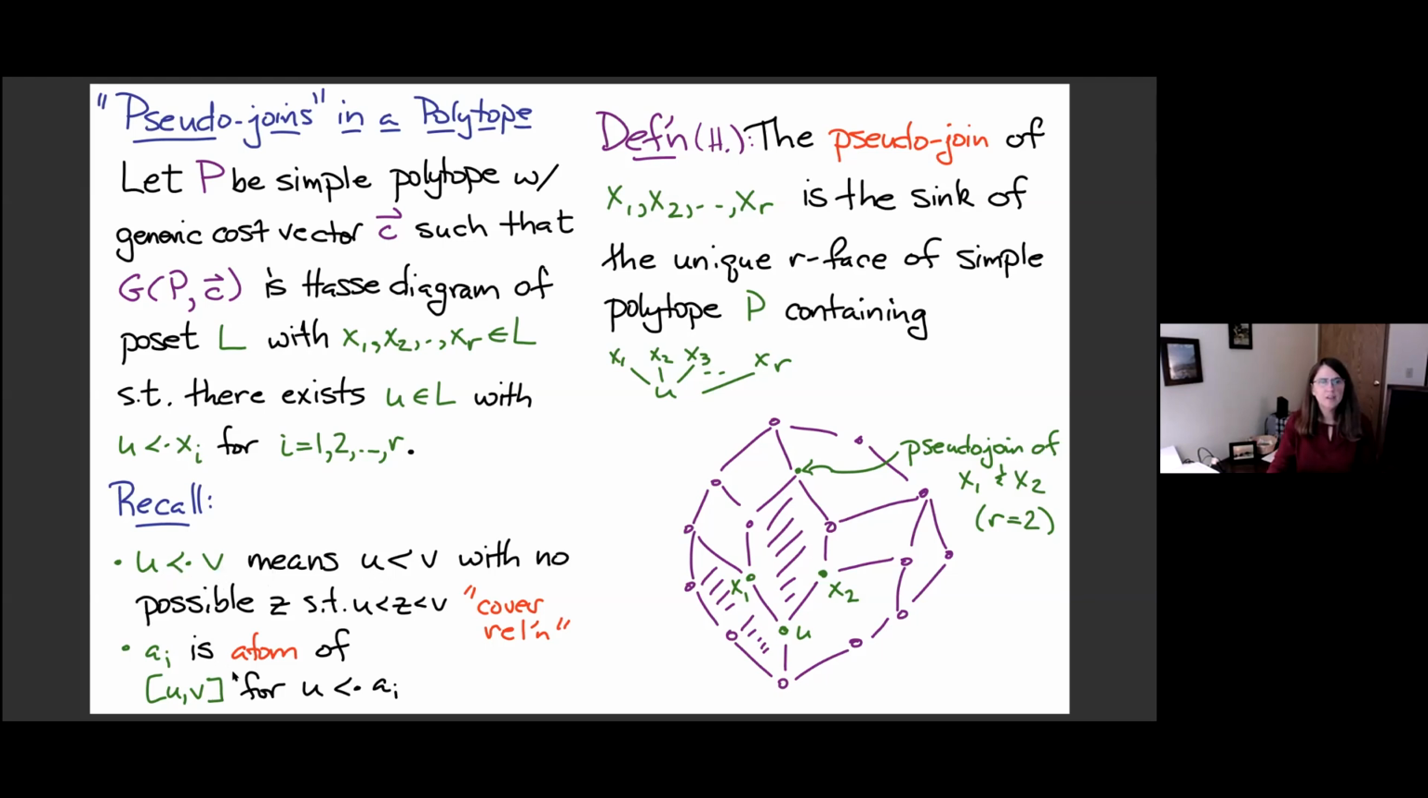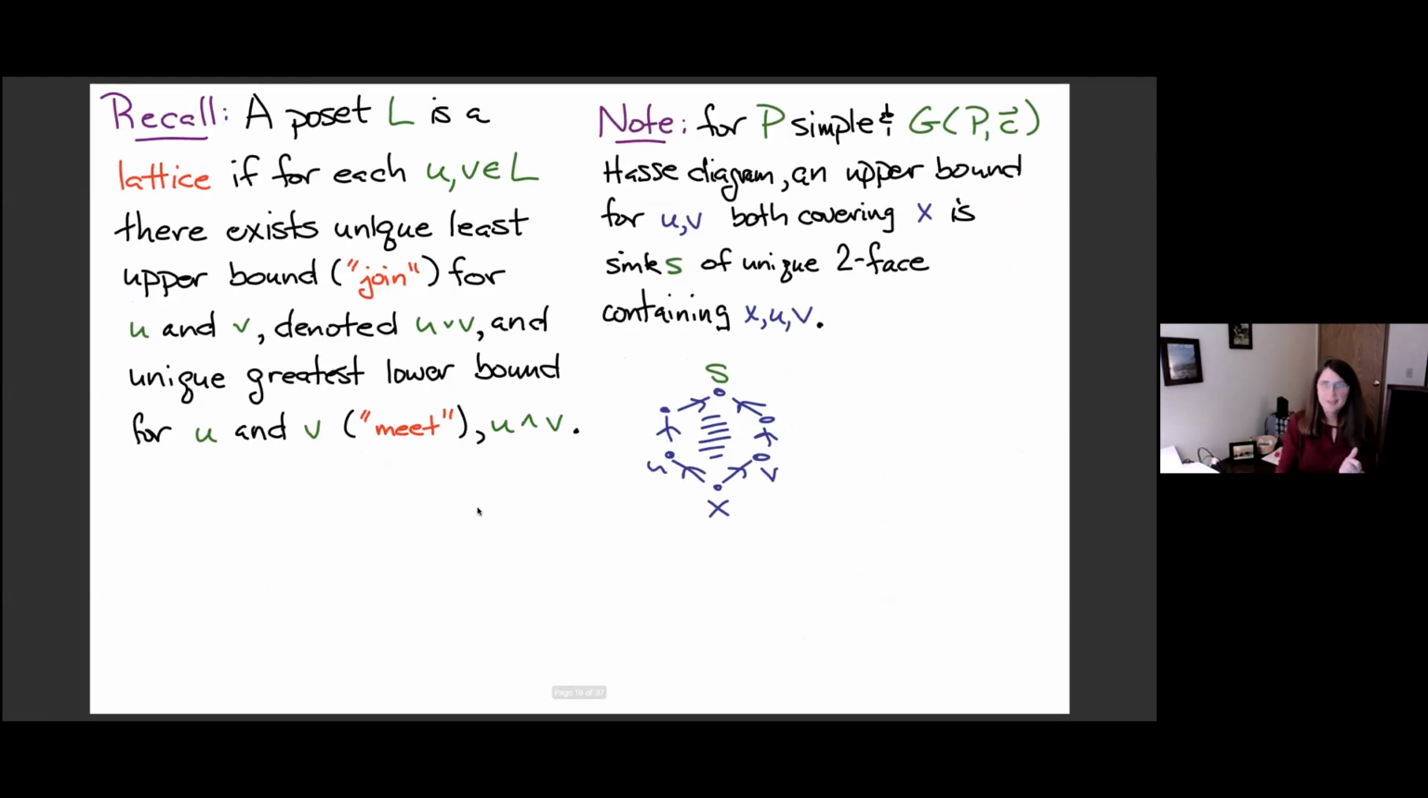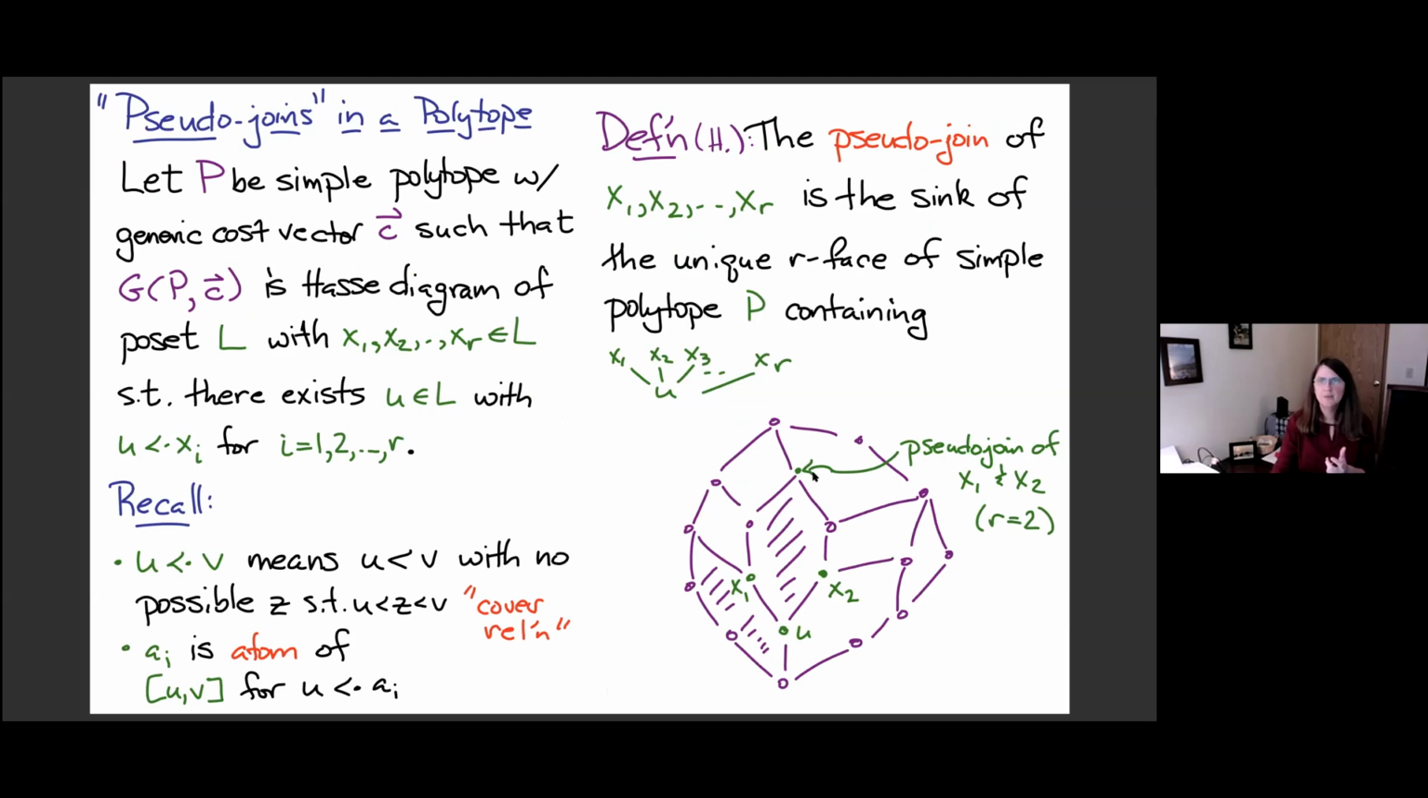And an atom of a poset closed interval is something that's immediately above the bottom, okay? Then with this notation, we say that the pseudo join of these elements x1 through xr is the sink of the unique r-dimensional face containing all these edges, right? So if we have this U covered by x1 and x2, then this would be the pseudo join of x1 and x2, thinking of them as covering U, in any interval upward from U in the poset.